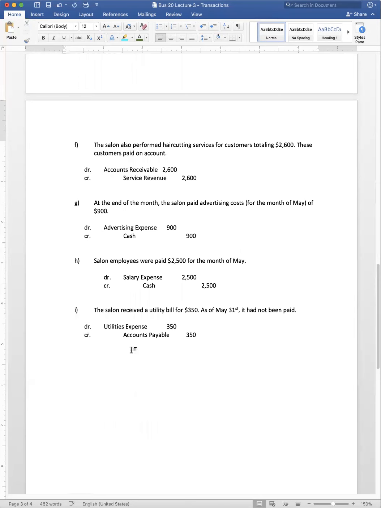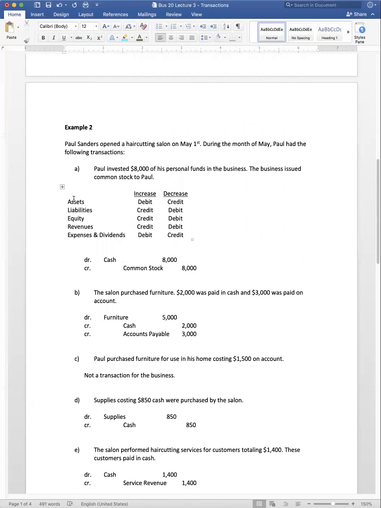All right, moving along. So we've got 3 more here. Let's look at J. So the salon paid Paul $100 of cash dividends. All right, so cash, that's pretty obvious. So let's go look at cash. We know cash is an asset, and if the salon is paying, even though they're paying to Paul, the owner, the business is paying, so the business is losing cash. Cash is decreasing. That will be a credit.